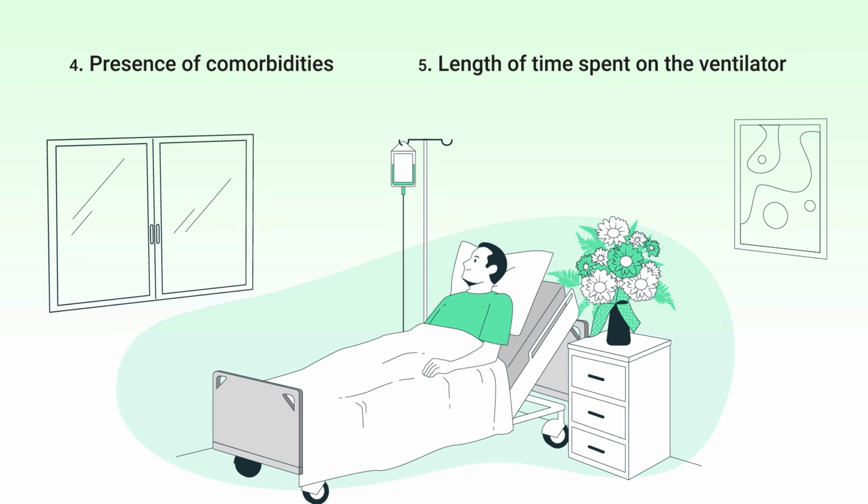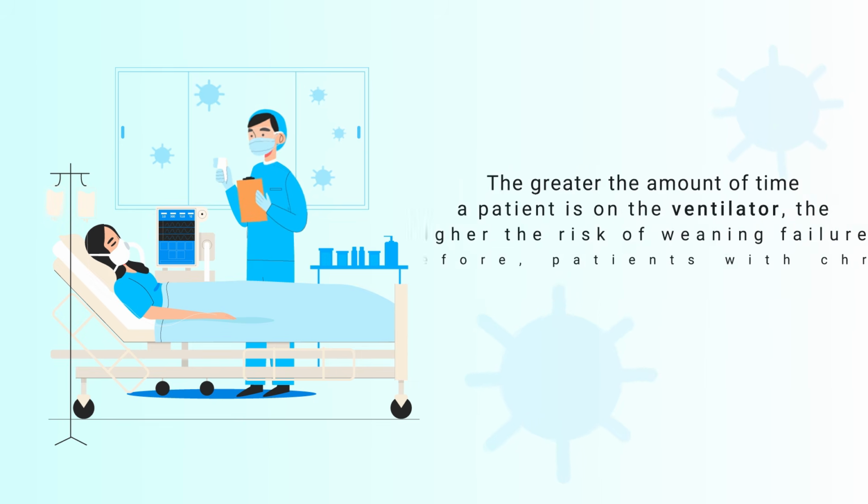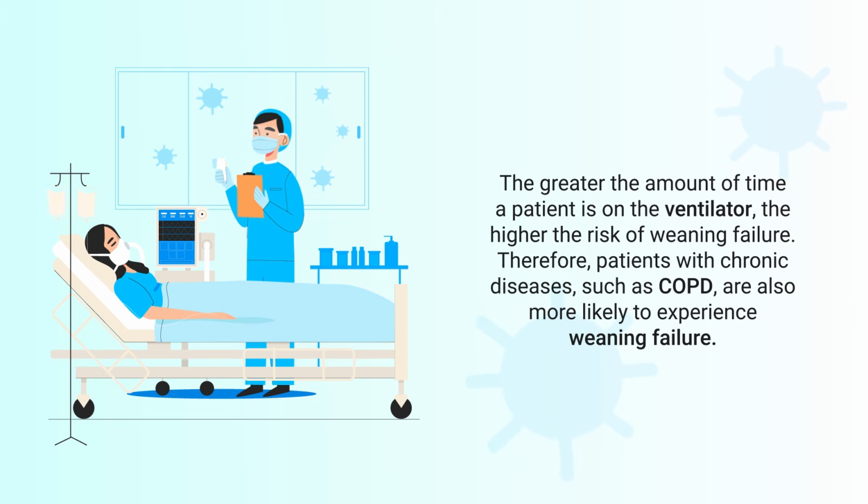As previously mentioned, weaning failure occurs when a patient does not pass a spontaneous breathing trial or if there is a need for reintubation within 48 hours of being removed from the ventilator. In general, the greater the amount of time a patient is on the ventilator, the higher the risk of weaning failure. Therefore, patients with chronic diseases such as COPD are also more likely to experience weaning failure.